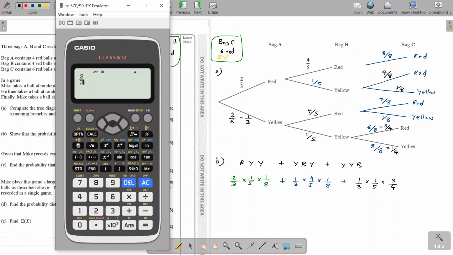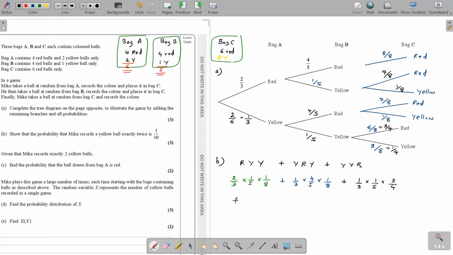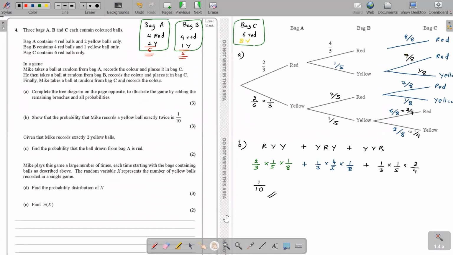2 over 3 into 1 over 5 into 1 over 8 plus 1 over 3 into 4 over 5 into 1 over 8 plus 1 over 3 into 1 over 5 into 3 over 4. So I should get the answer. Do you see I get 1 over 10? Which is what we had to show. So let's move to the next part.